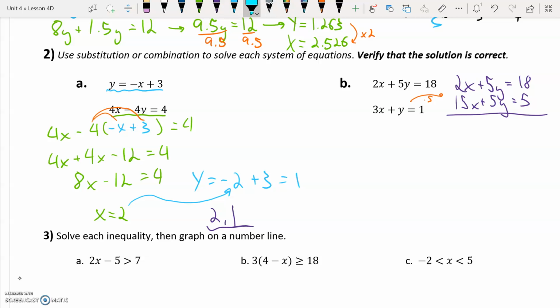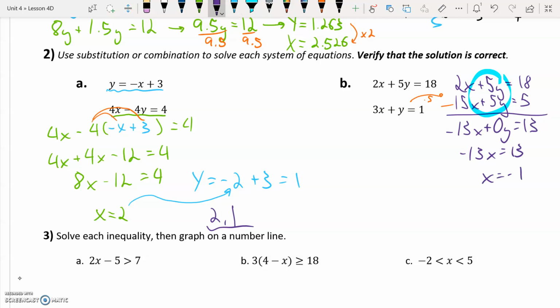So now we've got that matching term. Our matching term is those 5s, and they have the same sign. So in order to cancel those out so that we have one equation with one variable which we can solve, we want to use a combination by subtraction. If we used addition, we would end up with 17x plus 10y equals 23. That doesn't help us. But if we use subtraction, what we end up with is negative 13x plus 0y, that canceling out, equals 13. Or negative 13x equals 13, x equals negative 1.